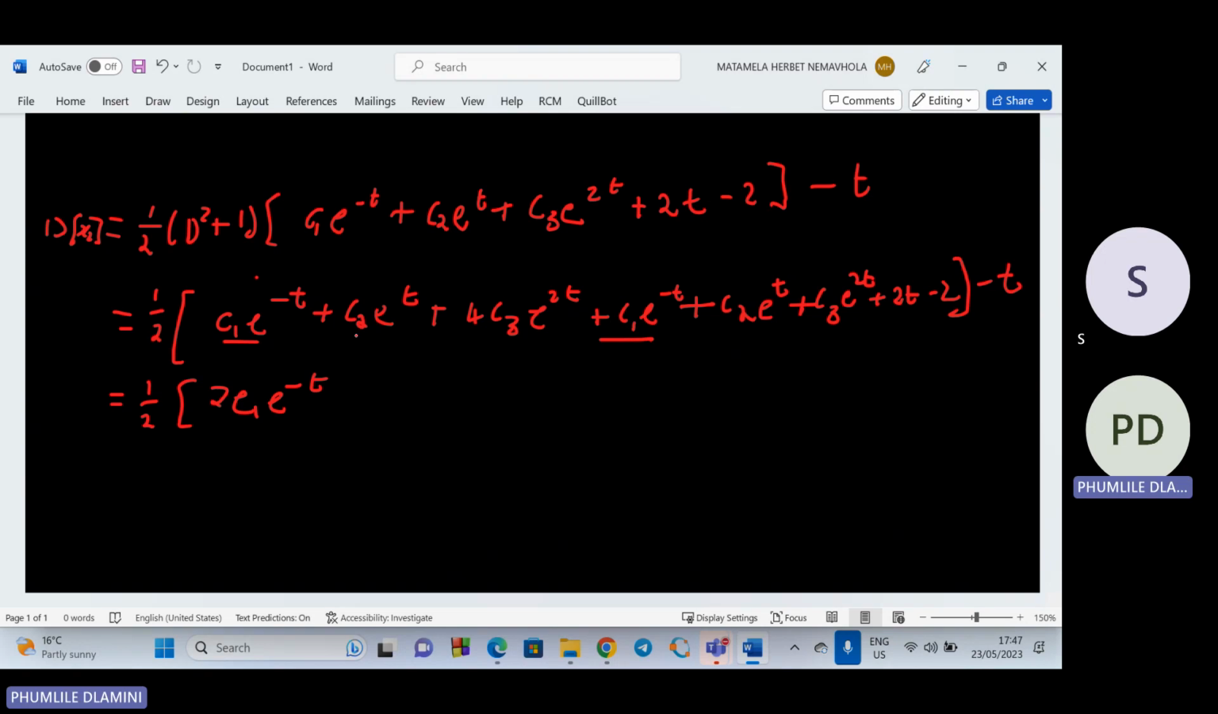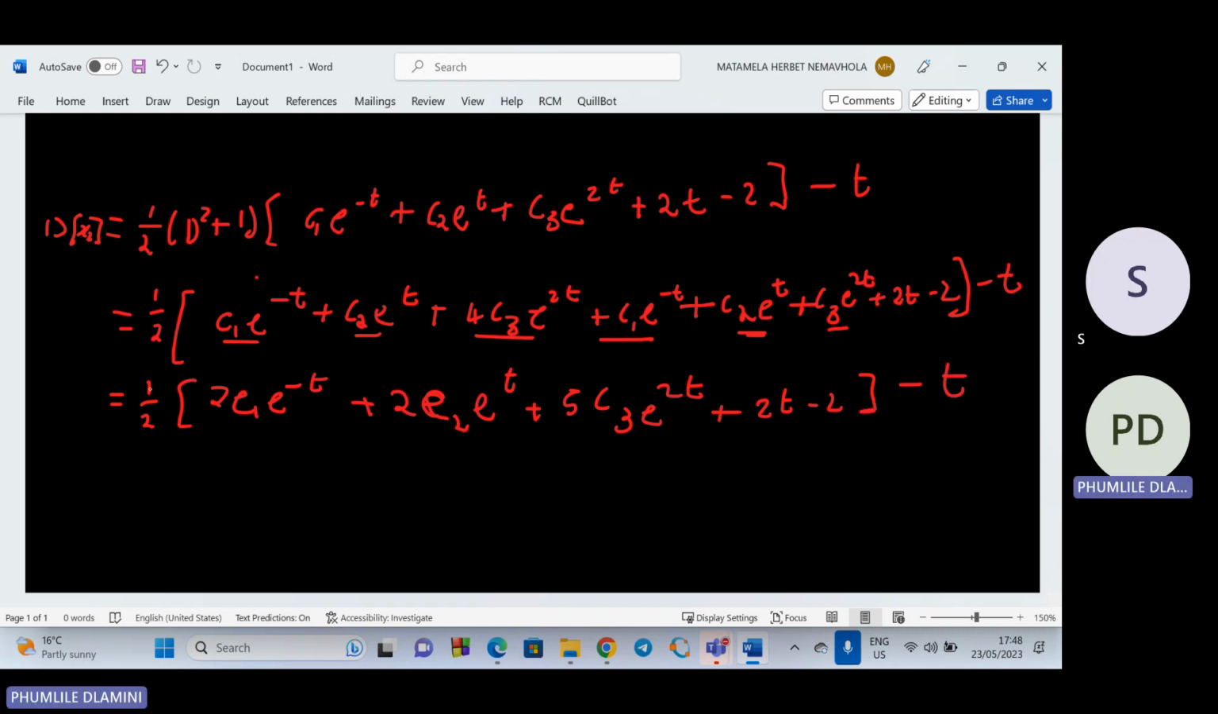You also have C2 e to the power t, and also this C2 here. You're going to have plus 2 again, C2 e to the power t. We also have 4, this one. And for C3, we also have this one here. It's going to be plus 5 C3 e to the power 2t. And we also have plus 2 times t minus 2, all in brackets, minus t.